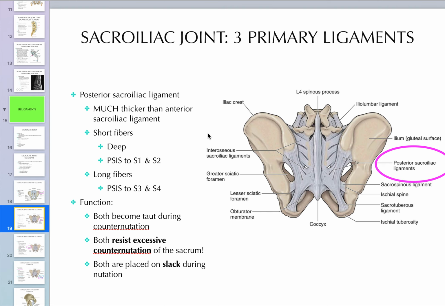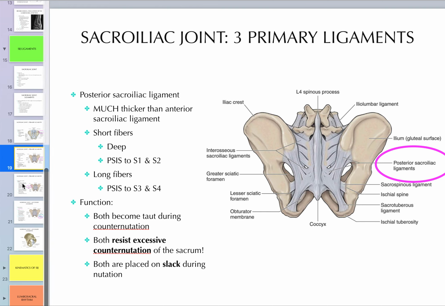The posterior sacroiliac ligament is placed on slack during nutation motion of the sacrum. Okay, so once again, we'll take a look at the motions in a few slides.